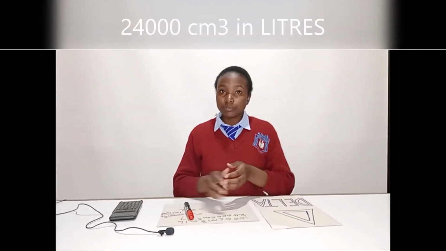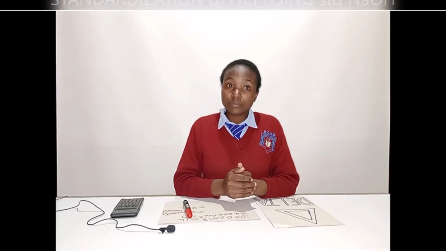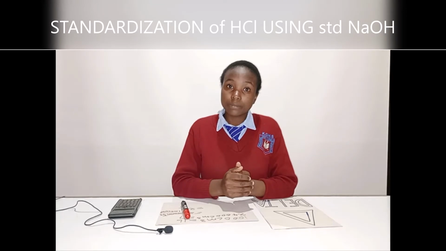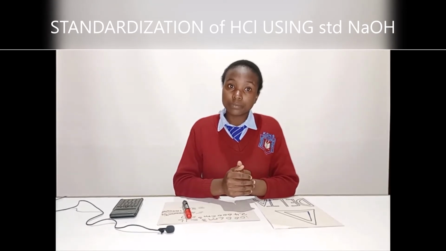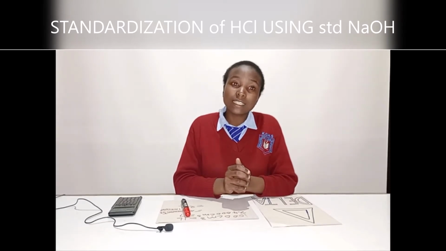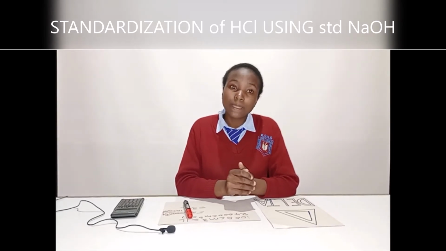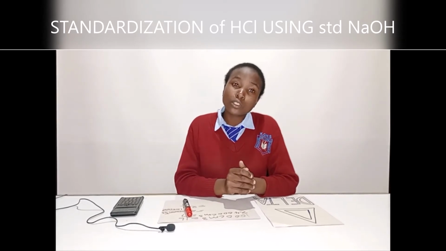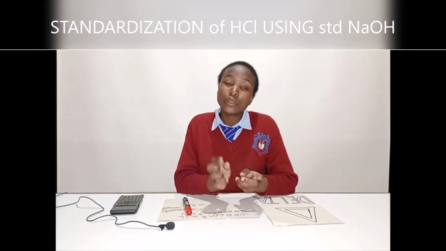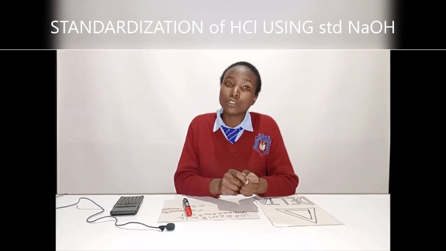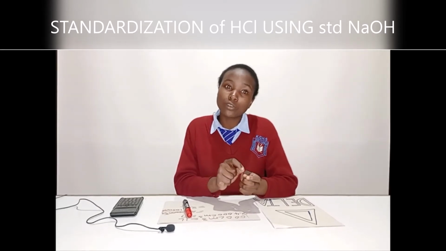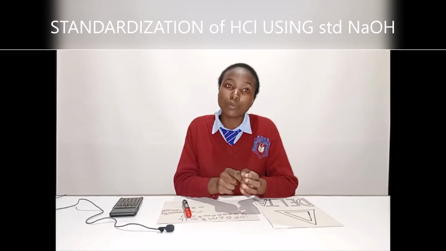Next question. Describe how the concentration of dilute hydrochloric acid can be determined using a standard sodium hydroxide solution. First of all, we titrate hydrochloric acid against sodium hydroxide. We calculate the moles of sodium hydroxide. After calculating the moles of sodium hydroxide, we use the mole ratio to find the moles of hydrochloric acid. For those moles that we have found of hydrochloric acid, we use them to calculate its molarity.